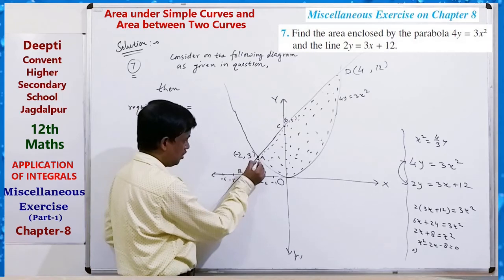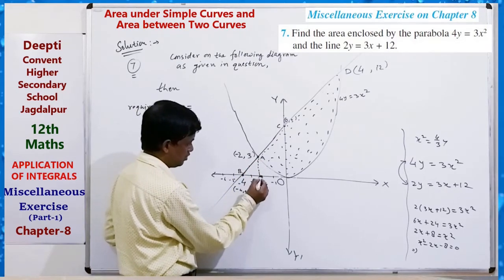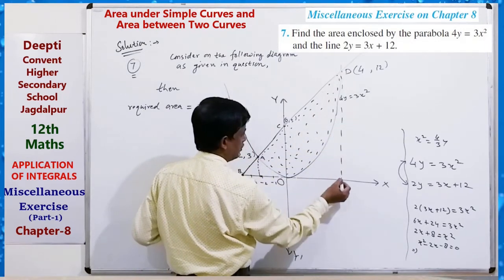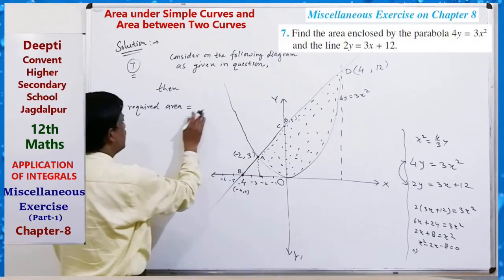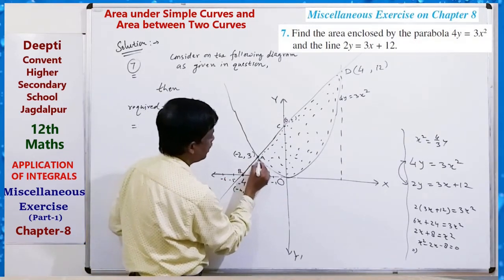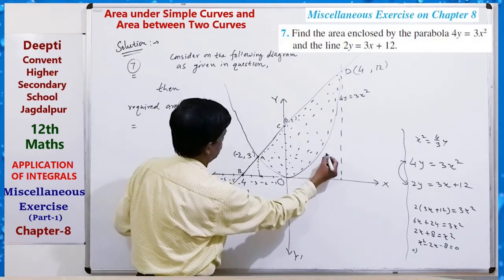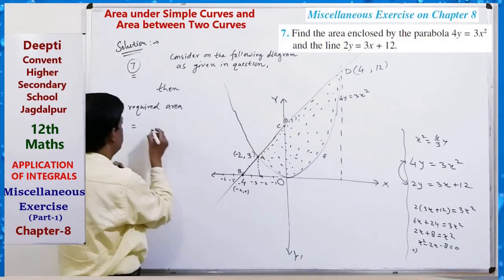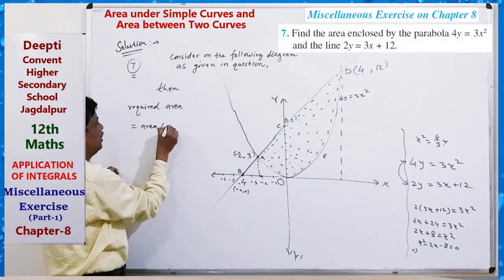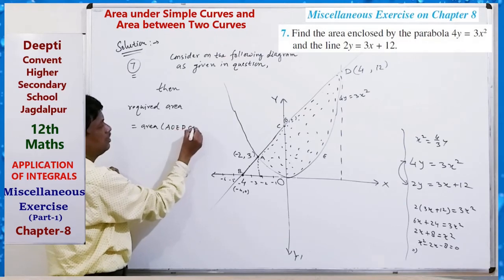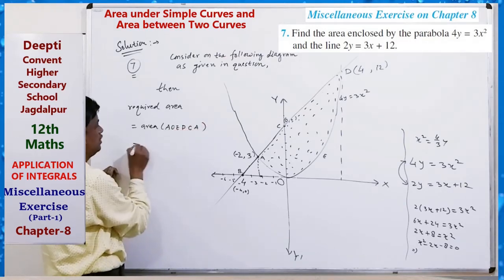Now by drawing a perpendicular here, this is x equal to minus 2, and up to here, this is x equals 4. So the required area is this region.